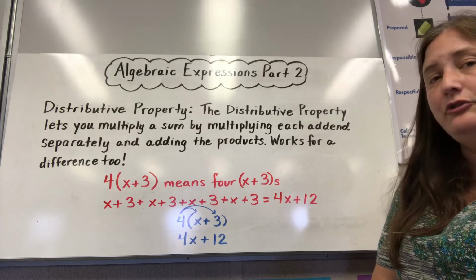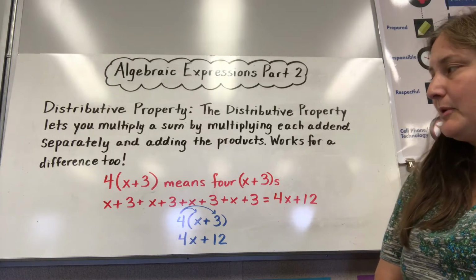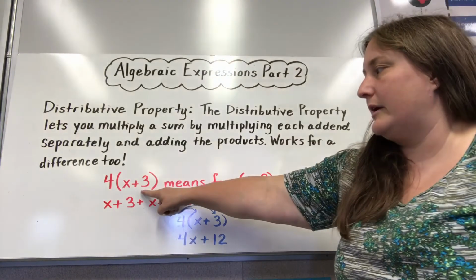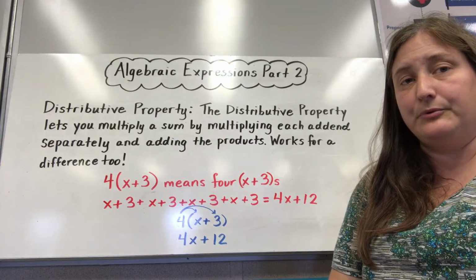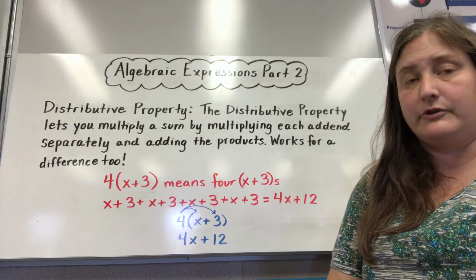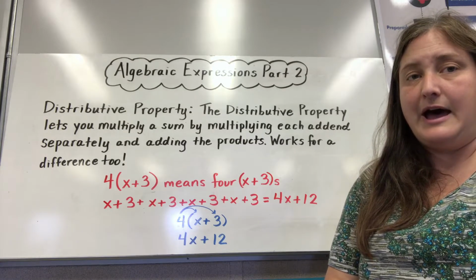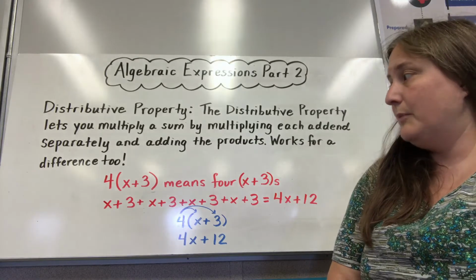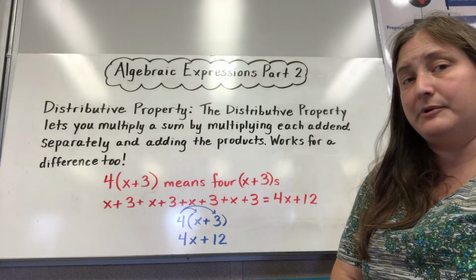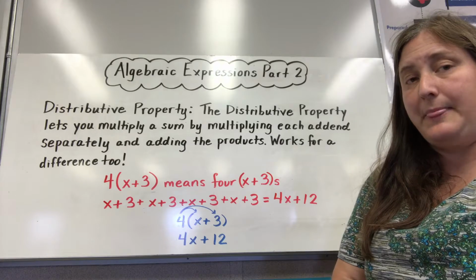In an algebraic expression, we may come across a problem like this: 4 times the quantity x plus 3. According to our order of operations, we're supposed to do what's in parentheses first. But if we don't know the value of x, it seems like we're stuck and there's nothing that we can do. But we can use the distributive property to actually get rid of those parentheses.